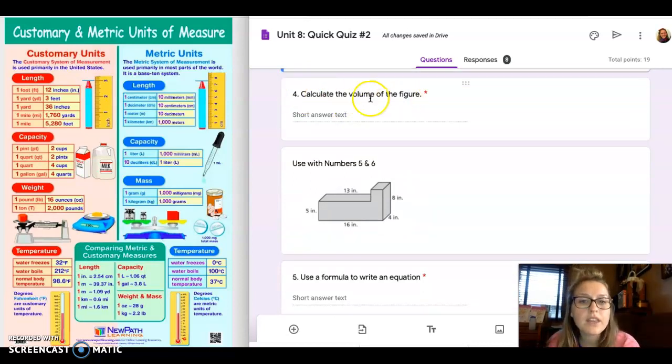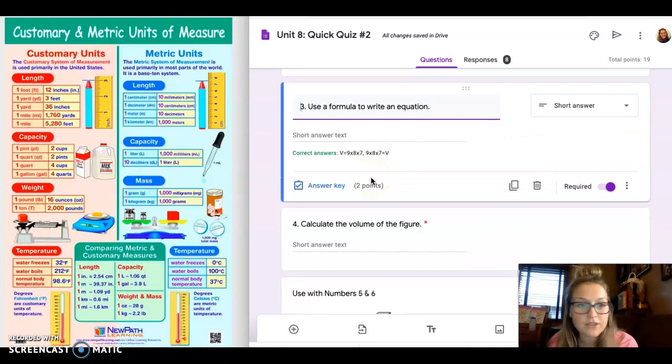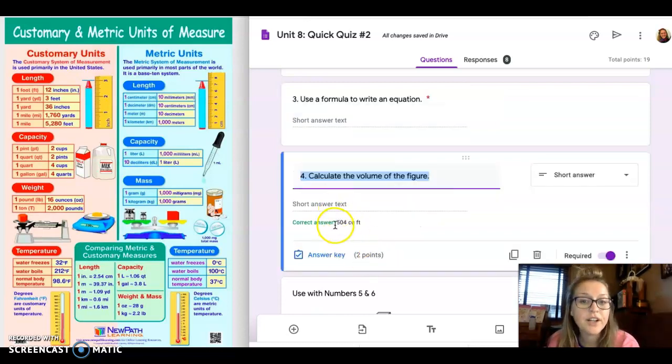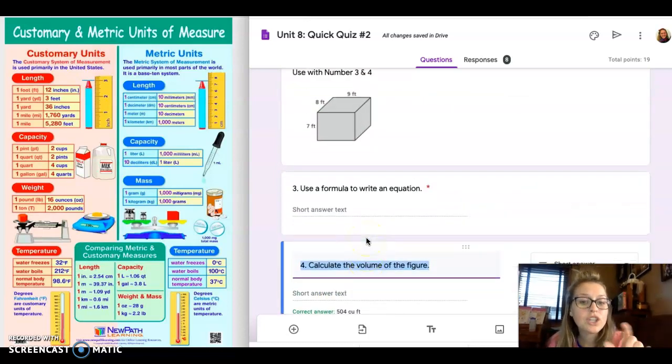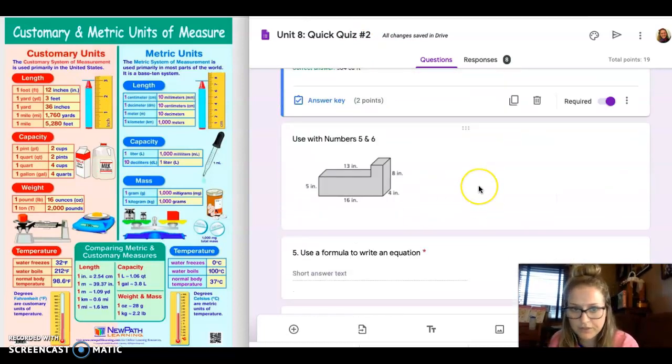So then we're going to calculate the volume of the figure. Remember, the properties of multiplication tell us that it doesn't matter which way we multiply it. We can multiply 9 times 8 times 7, 7 times 8 times 9. You can multiply all of any which way. But you are going to get the answer 504 cubic feet. So we have feet. And remember, pretend like there's those lines on it. So it's feet cubed or cubic feet is your label for this.